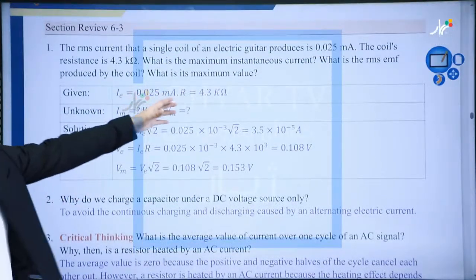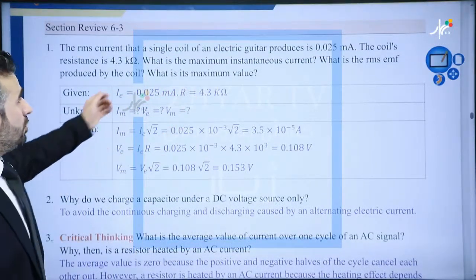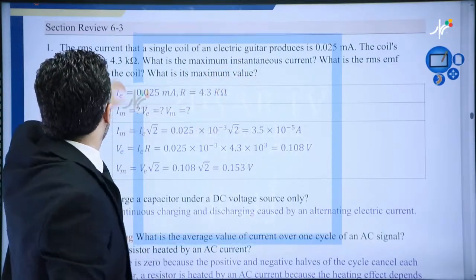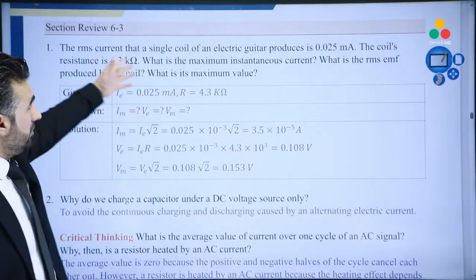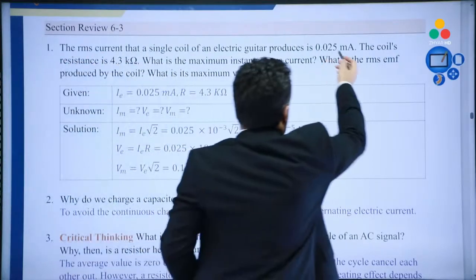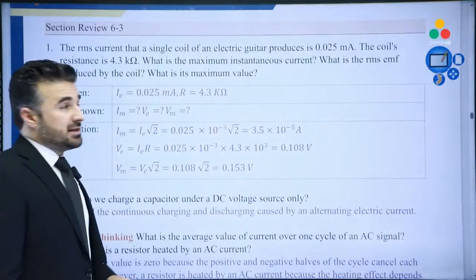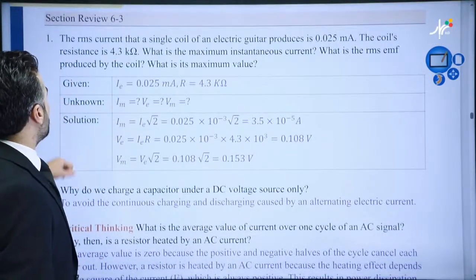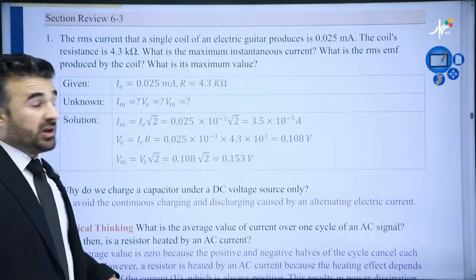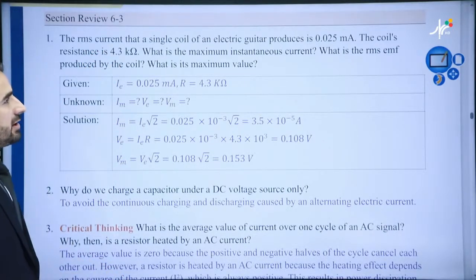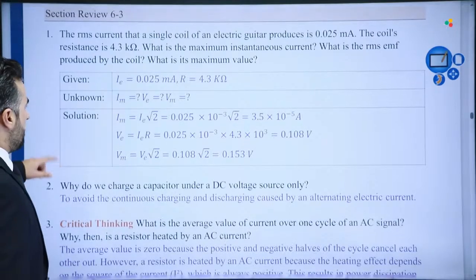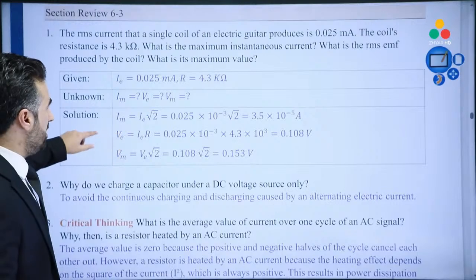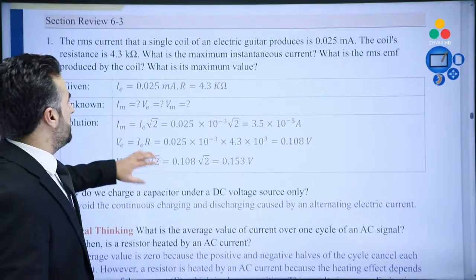We've been through questions like this a lot. We have the effective current, I effective, which is 0.025 milliamperes. Don't forget, milli is 10 to the power -3, so that is in amperes. The coil's resistance R is 4.3 kilo ohms. What is the maximum instantaneous current, and what is the root mean square value? These are pretty simple, so I'm not going to spend much time on them, but I'll give you the idea.